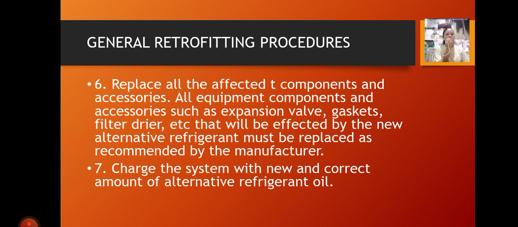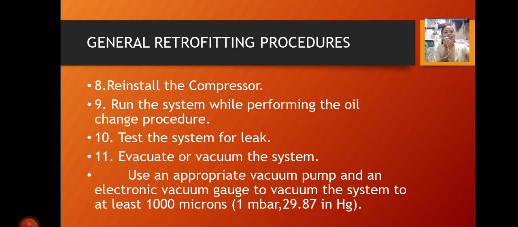And number 7, charge the system with the new and correct amount of alternative refrigerant oil. So do as recommended by the compressor or system manufacturer. Number 8, reinstall the compressor. So we need to reinstall the compressor following the standard service practices recommended by the manufacturer. If an oil pump was used to remove the oil, reseal the access port. Number 9. Run the system while performing the oil change procedure.